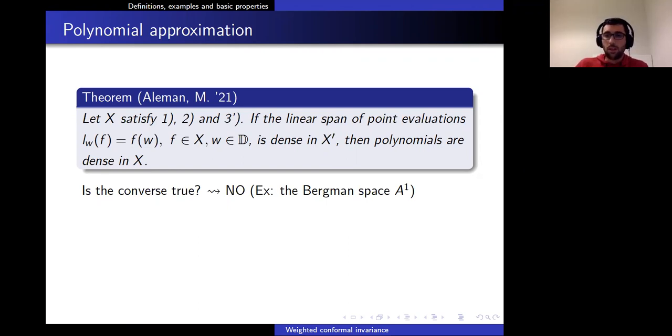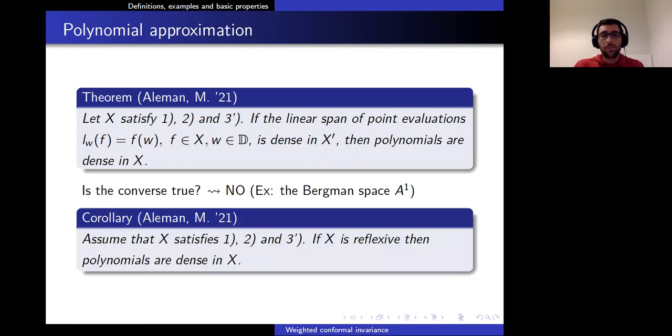Using the previous result, we can get the following corollary. If we assume that our space satisfies property 1, 2, and this weak property 3 prime, and moreover, our space is reflexive, then the polynomials are dense in our space.